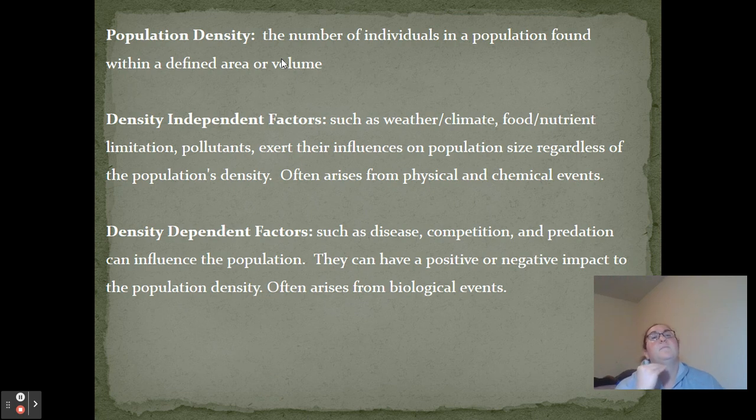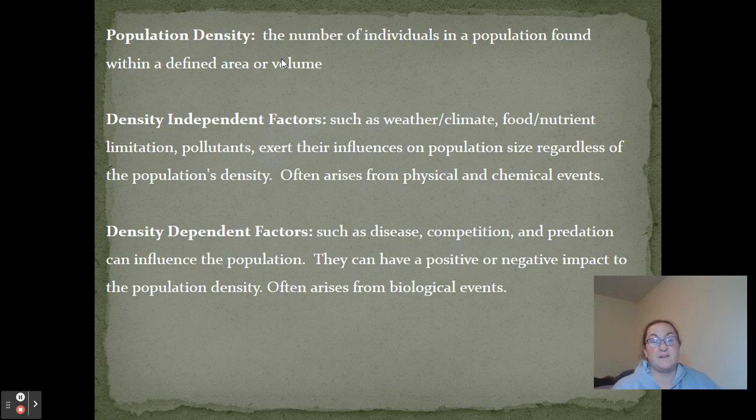Population density is just telling us how many individuals of a population are within an area. So in my area, I live close to the city, on the outskirts of the city. Where I live, not so many people. If I was to go about 2-3 miles in one direction, I'd be hitting a bigger population density.